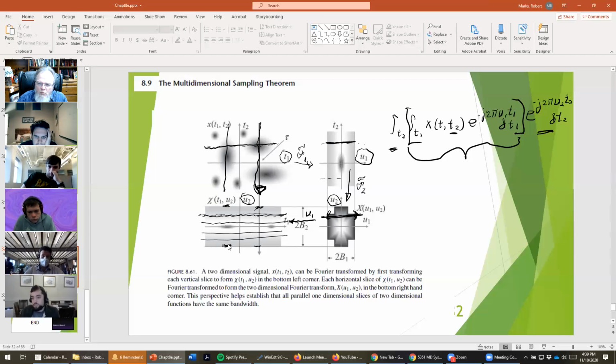And each one of those one-dimensional Fourier transforms is going to have exactly the same bandwidth. I think that that's fascinating. Every one-dimensional slice of a two-dimensional function, a two-dimensional band-limited function, is going to have the same bandwidth. Every parallel one-dimensional slice of a two-dimensional Fourier transform is going to have the same bandwidth.